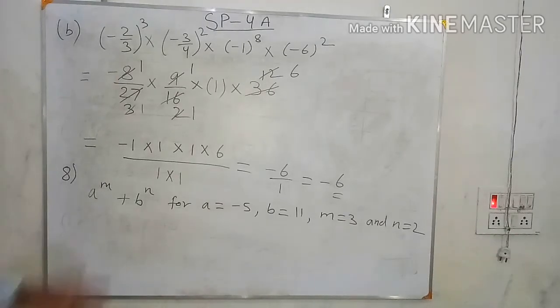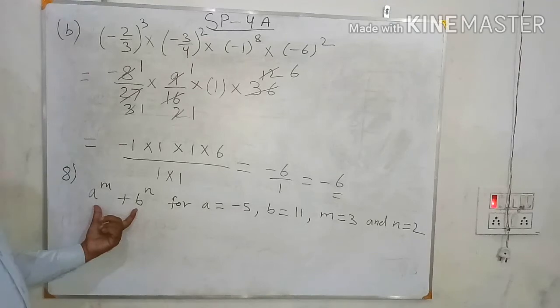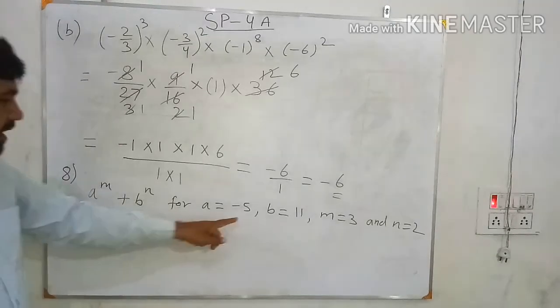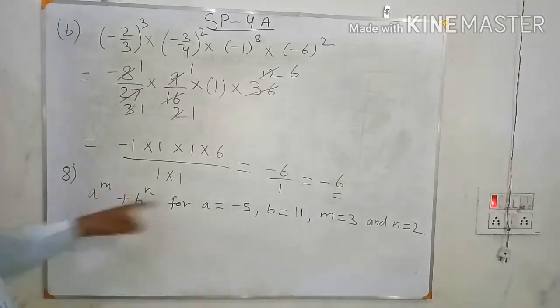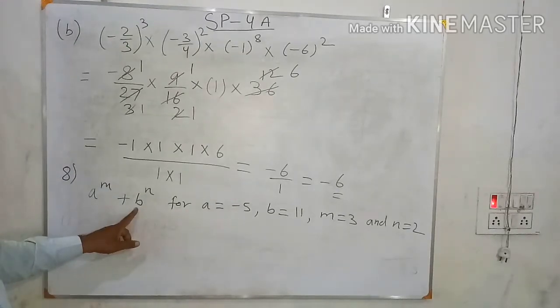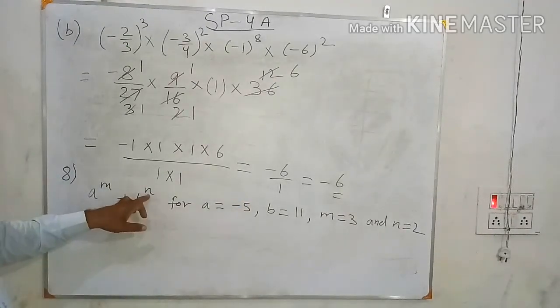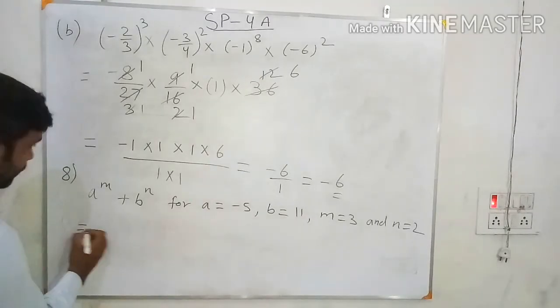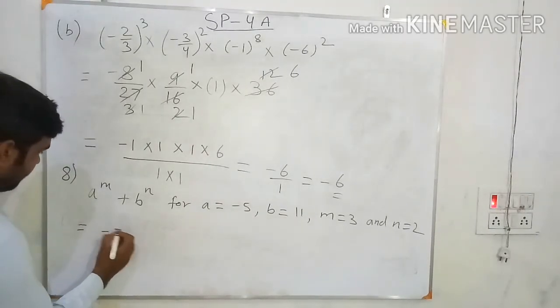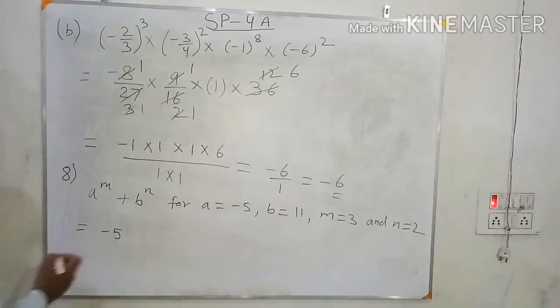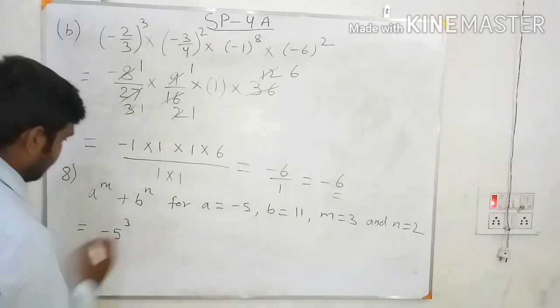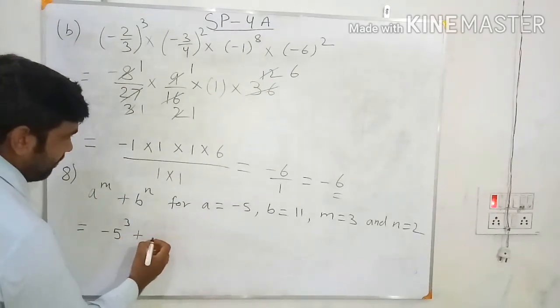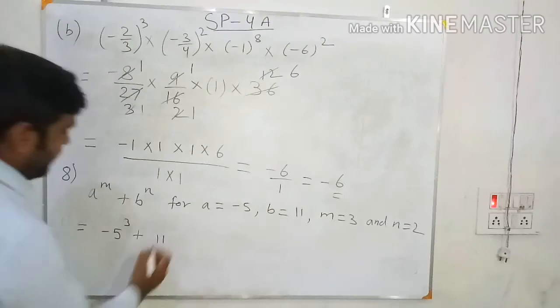So on the place of the given variables you substitute the value. On the place of a put minus 5, on the place of m you put 3, on the place of b we put 11, on the place of n you substitute 2. So here put the values: minus 5 to the power 3, plus 11 square.